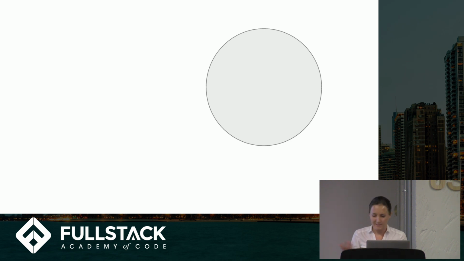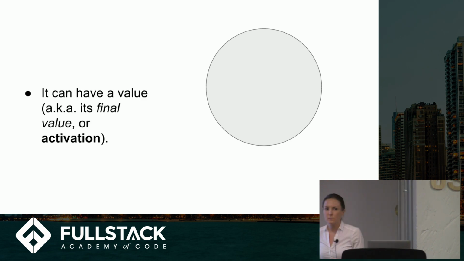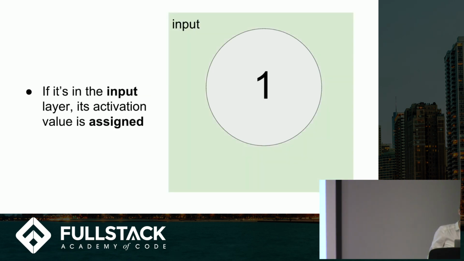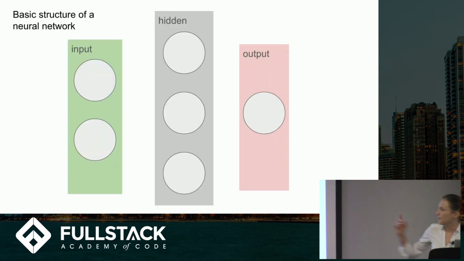But what's a neuron? How does it even work? How does it pass information from one to another? What does it do? Well, you probably have the sense that it's something that contains a value of some sort. I'll refer to that value a little further on as either its final value or its activation. Those all mean the same thing. That is the value that is passed from one neuron to the next. Obviously, if it's in the input layer, like we have over here, the activation value of the neuron is assigned. It comes in from whatever data you're having your neural network read.